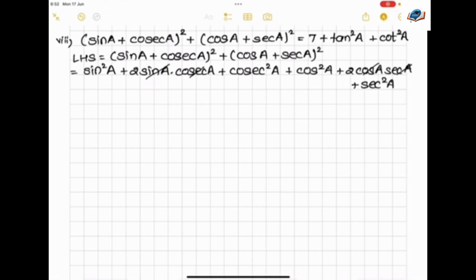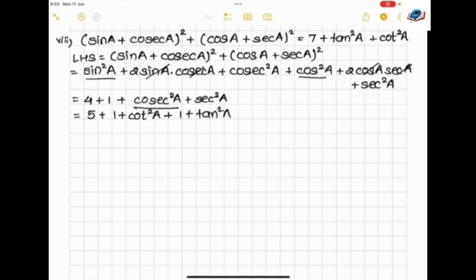So 2 plus 2, that will be 4, plus sin square A plus cos square A will be 1. So that 1 I have written. Plus, now I am left with cosec square A plus sec square A. So this is equal to 5 plus 1 plus cot square A plus 1 plus tan square A. So that 5 plus 1 plus 1 is 7. So 7 plus cot square A plus tan square A, and that I got RHS.